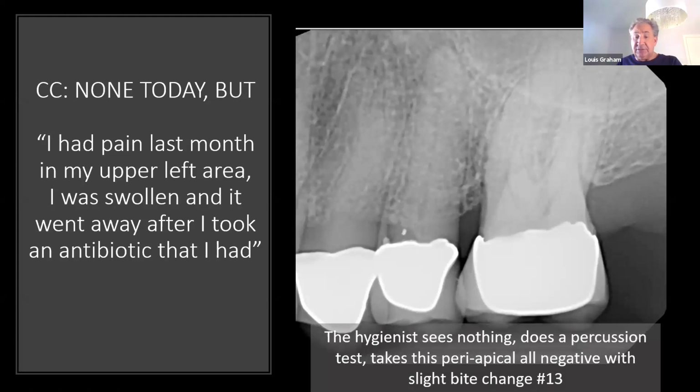My hygienist sees nothing. She does a percussion test on all 3 teeth. She's so well trained. She takes a periapical and they're really all negative. You can see a little something maybe on 13. There's a little slight bite change maybe on 13. She has me adjusted. Everything's ready when I walk in the room. Would you know which tooth to do a root canal on? She was swollen. You could guess it's 13. I don't like to guess.